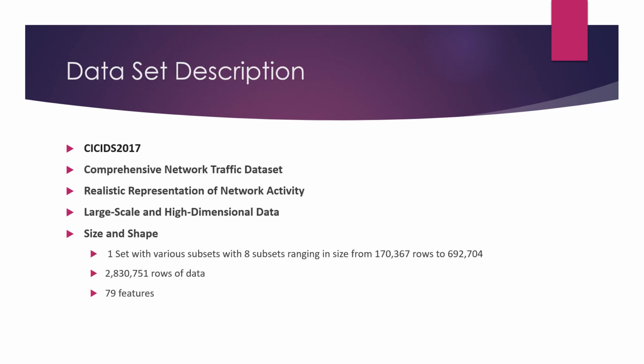So what does the data look like? What is the description of the data that we're going to be using for this model? What we're going to be using is what's known as the CICIDS2017 dataset. It's a comprehensive network traffic dataset with a realistic representation of network activity. It's large-scale, high-dimensional data, one set with 8 various subsets ranging in size from 170,000 to 692,000 rows, totaling 2.8 million rows of data with over 79 features.